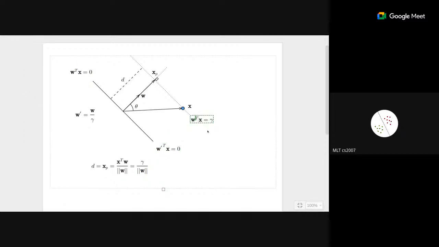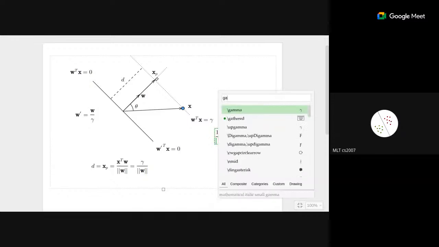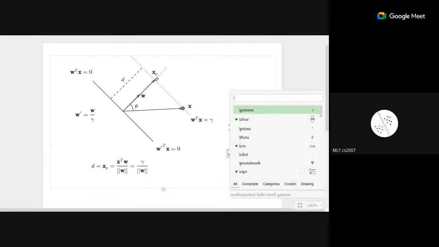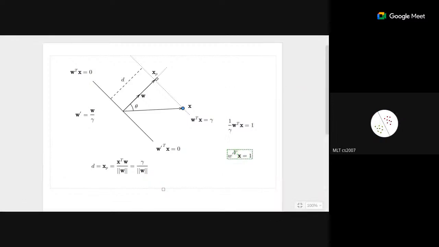Now, what happens to this expression of the line, right? If you divide both sides by gamma, what do you get? 1 by gamma W transpose X is equal to 1. Now the next step, I'll call this W prime transpose. So this is what I have done.